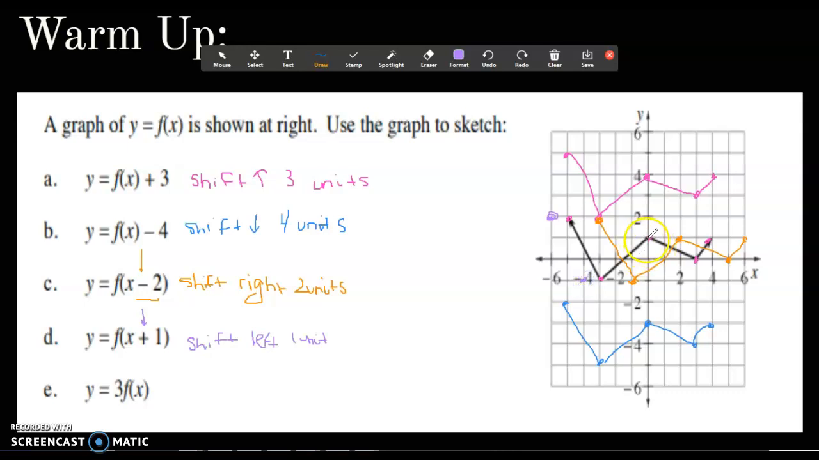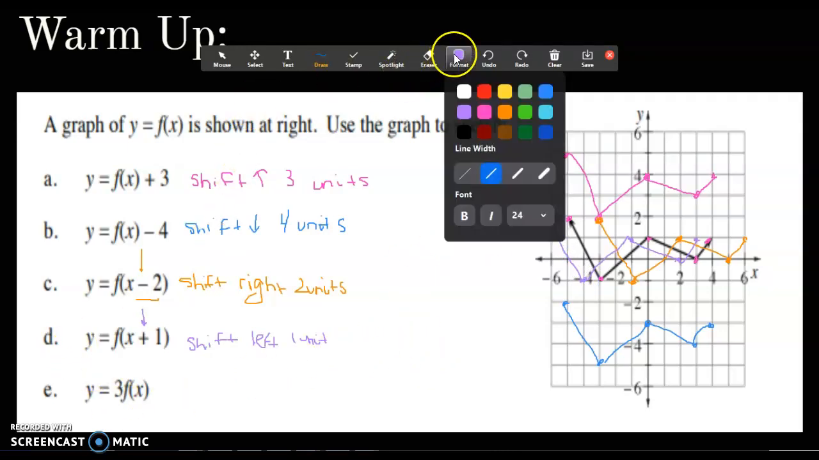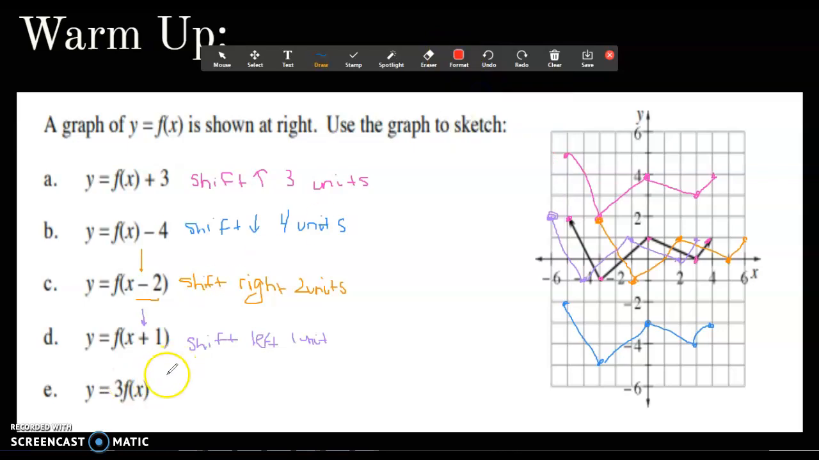I move this one at 0 to -1. I move this one here at 3 over to 2. And this one at 4 to 3. And there we have it. I shifted everything to the left 1 unit. Okay, so let's look at our last one, and I will go for red color.